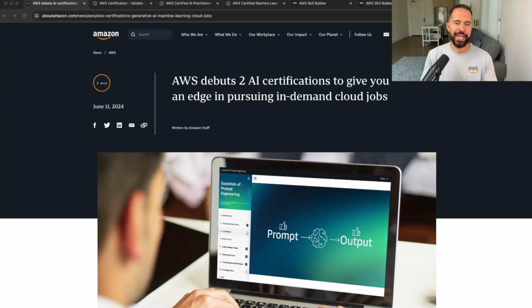I was completely blown away by this announcement when I first heard it, and I'm sure you will too. AWS has just recently announced and debuted two new certifications that are focused around artificial intelligence, machine learning, and generative AI. These technologies have taken the world by storm. And if you can learn the skills associated with these technologies, you can catapult your career to a whole other level.